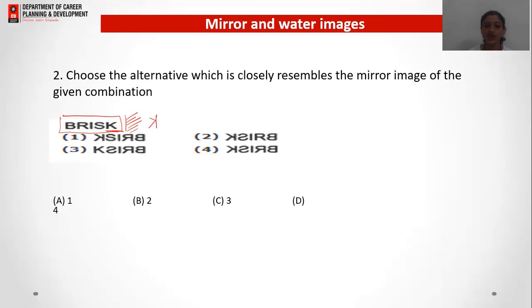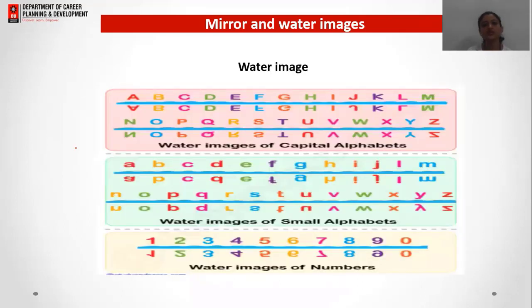What will be the mirror image of S? So mirror image of S will be like this. I, the mirror image of I remains same. And R, the mirror image of R will be like this. And what about B? So B's mirror image will be like this. So this is given in the option 4. It means D will be the correct answer. Option D will be the correct answer. D will be the correct mirror image of the given word, or we can say the option D is the correct mirror image of the given letters. Now move on the next one, that is water image.